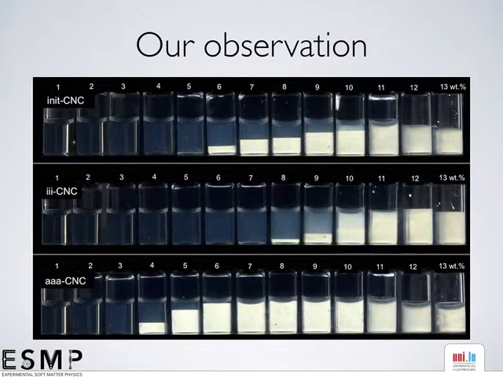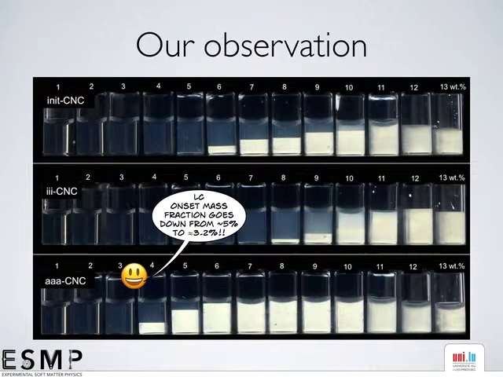We saw the following. This is between cross polarizers. We have a lot of vials with different concentrations. The top row is the initial suspension, the second row is the III, and the third row is the AAA. And the liquid crystal phase is revealed because it's bright. And what you see is that we actually have a really nice expansion of the phase diagram. We reduce the onset of liquid crystallinity to just above 3% from 5% to begin with.